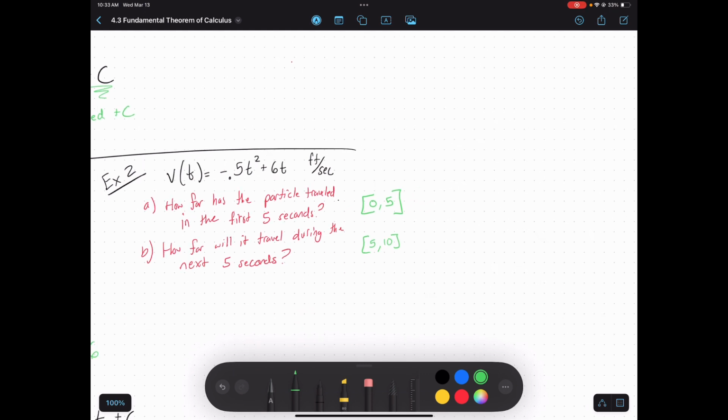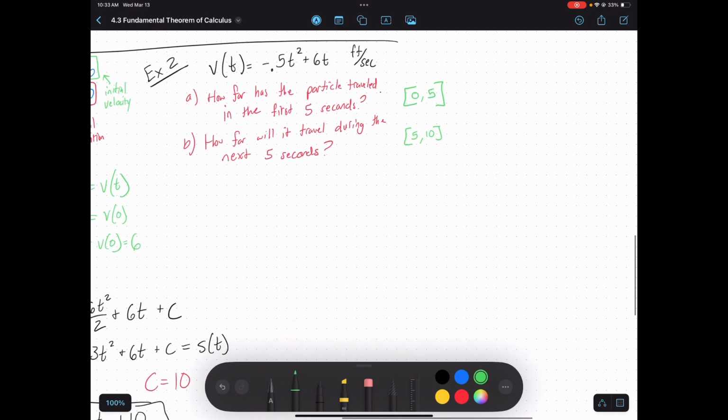Well, why is it a definite integral? Well, I mentioned this back in the 4.2 video. If you have a rate of change function, then the area under the curve represents the total change. So in our case, the total distance that the particle has traveled, because velocity is a rate of change of position or distance. So for part A, I'm finding the integral from 0 to 5 of negative 0.5 t squared plus 6t.